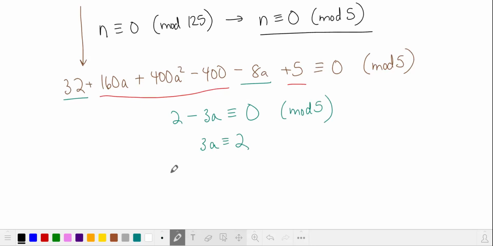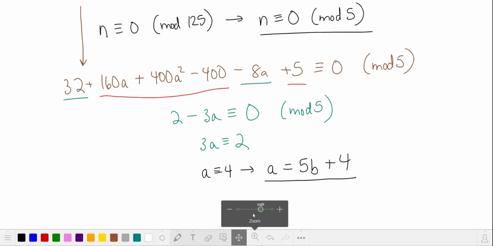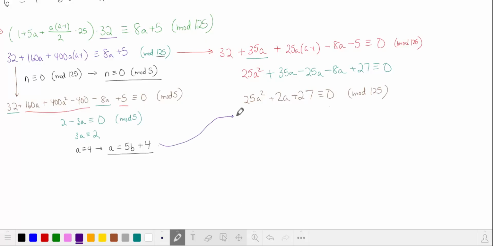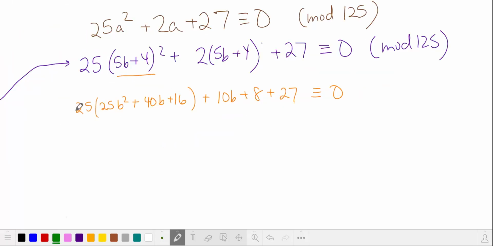Using guess and check, we see that our solution here is 4 in mod 5. Algebraically, we can write this as 4 more than a multiple of 5, or 5b plus 4. Now let's bring this back up to mod 125. Now we'll substitute this expression for a, and we'll expand this square. When I distribute this 25 over this 25b squared, we're going to get a multiple of 125, so I'll just replace that with 0. This will be 1000b, which is also 0 in mod 125.